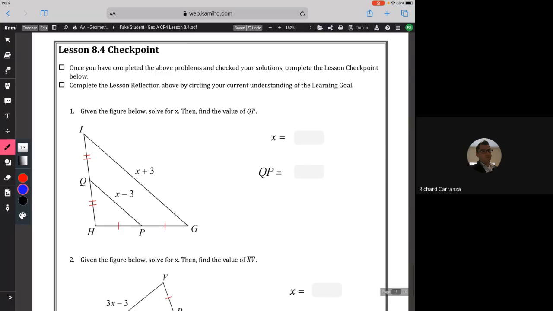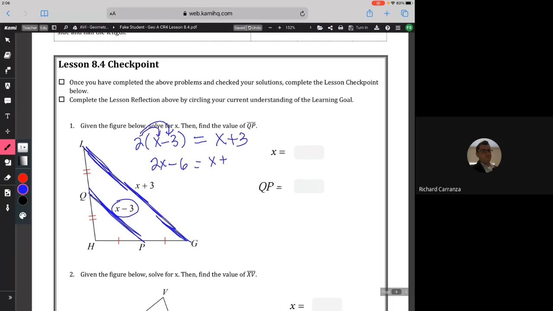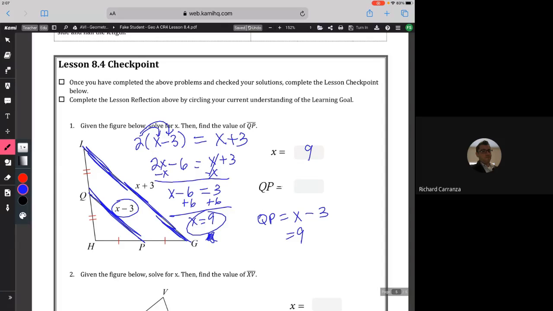In this last one, or on page 58, we're talking about these two lines. Remember, it's always the same for that theorem. As long as it's in the middle, I know that if I multiply that middle one by 2, it's equal to the outside one. So then I'm going to distribute that 2. So you get 2x minus 6. And then you just do the algebra, subtract x from both sides, and then add 6 to both sides. You end up with x is equal to 9, and that's your first part. Now I need that 9 to find QP. I knew that QP, according to my diagram, is x minus 3. And I'm going to substitute x for what I got earlier. So 9 minus 3 gives you 6. So QP is 6.